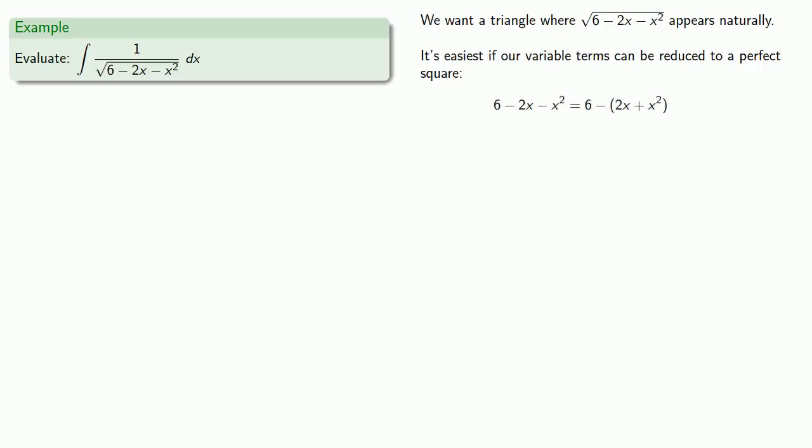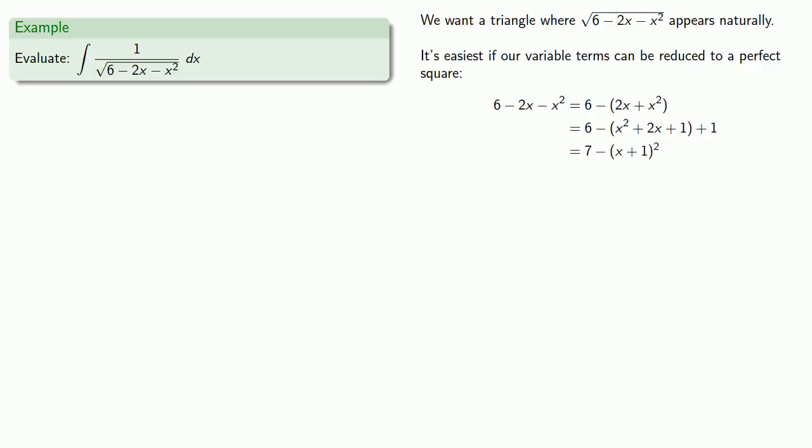6 minus 2x minus x squared is 6 minus 2x plus x squared, negated. We'll complete the square by adding 1 on the inside of the parentheses. But since we don't want to change the expression, that also means we'll have to add 1 on the outside of the parentheses. And so our expression is 7 minus x plus 1 squared.